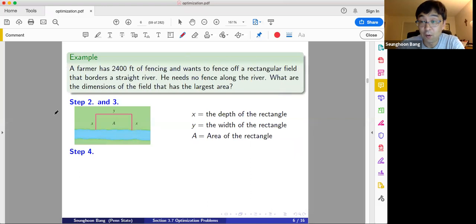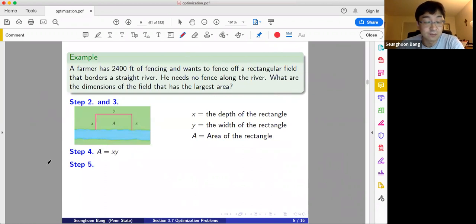So step 4. Why do we need this A? Because here you can find the largest area. What is the largest area? You have to maximize the area. The area is the one quantity that is to be maximized. So how can you find A? We need the depth and the width, X and Y. This is the reason we use 3 notations. So what is step 4? You can find the equation. How can you find area A? Exactly, X times Y.